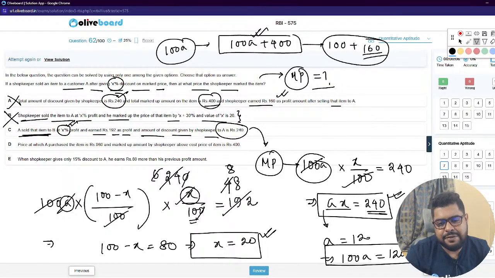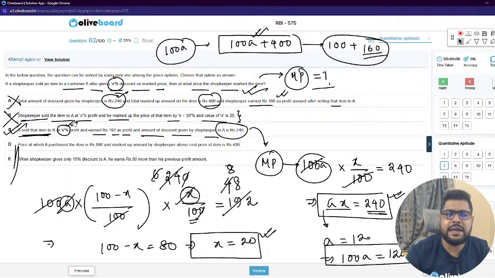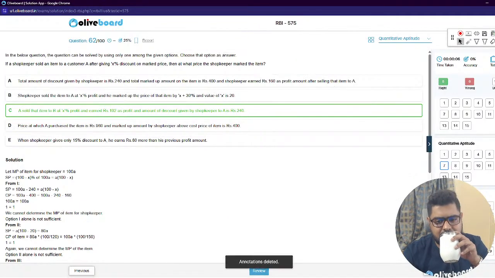So you see, can I find MP from here? The answer is absolutely yes. So I won't check D and E because I got my answer at C only. So I don't need to go for D and E. That's my answer. That is 100% my answer. Without any problem, I can mark this. Clear, everyone?